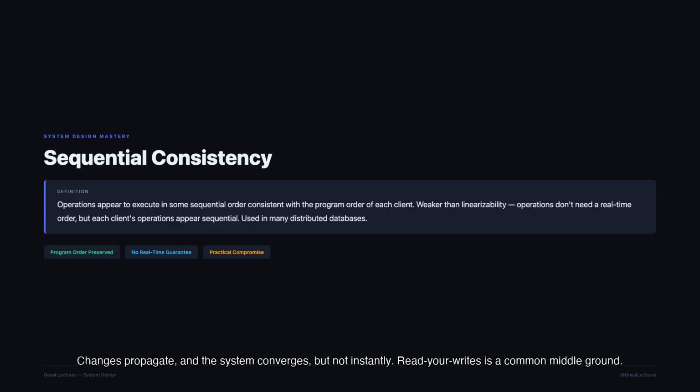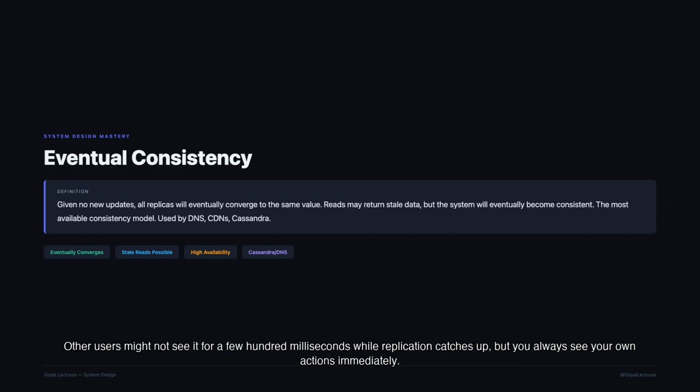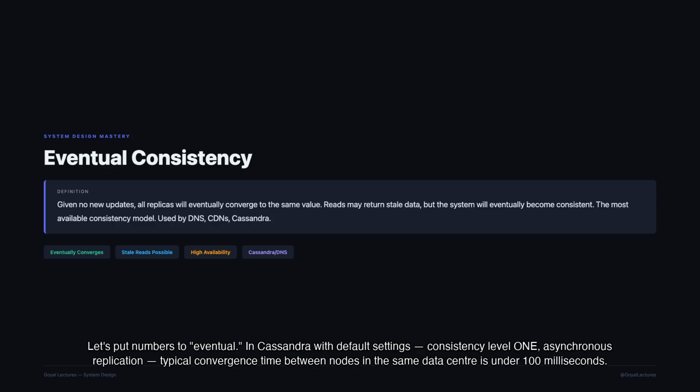Read your writes is a common middle ground. After you post a tweet, you immediately see it in your feed. That's a read your writes guarantee. Other users might not see it for a few hundred milliseconds while replication catches up, but you always see your own actions immediately. Let's put numbers to eventual.